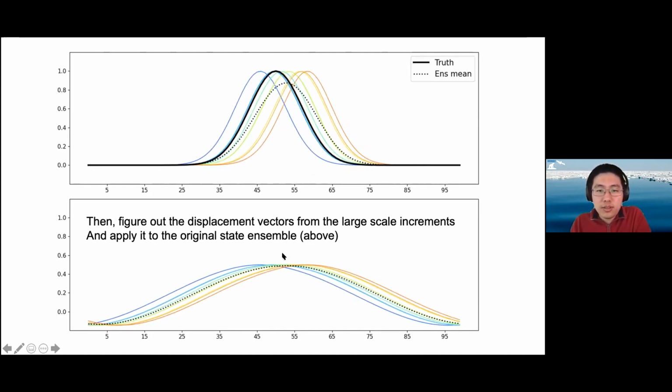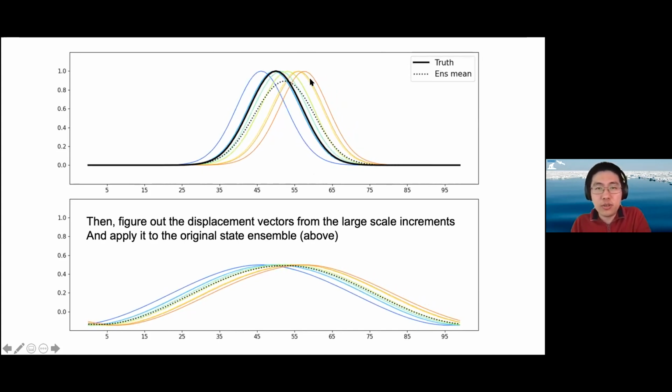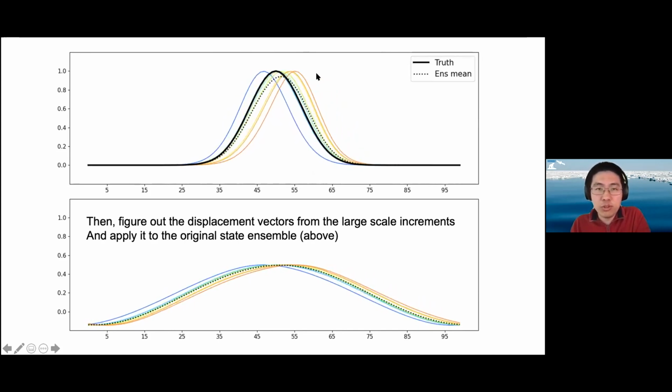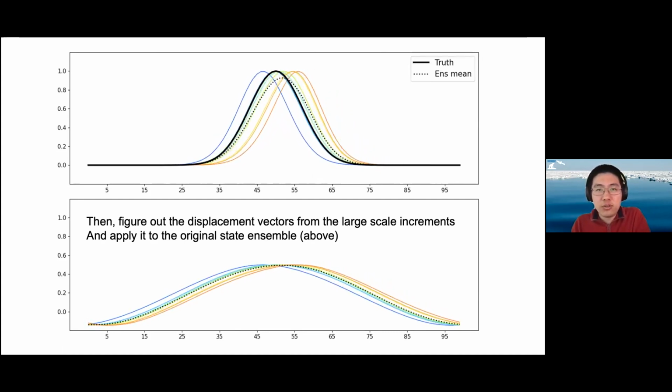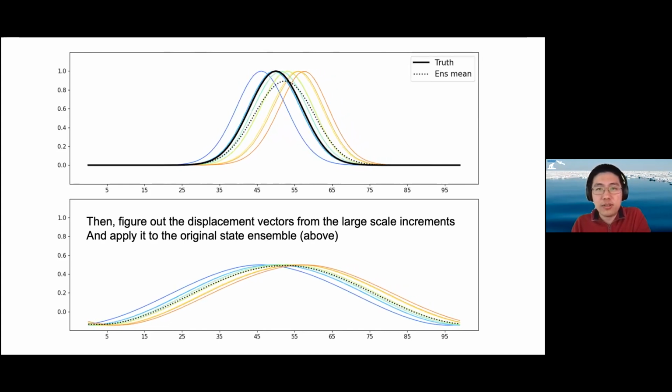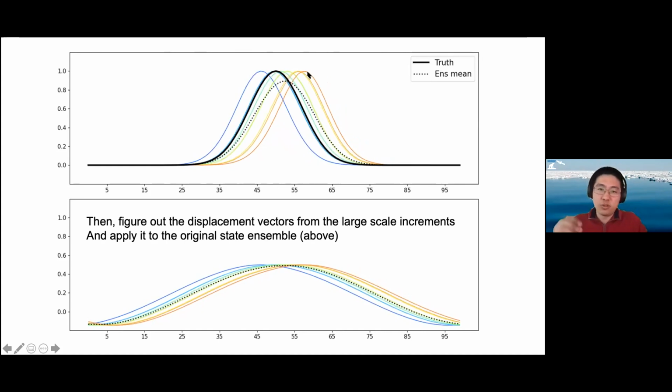So this displacement vector that I compute, I can apply it to the full resolution field. Now you see that this kind of motion has a very nice feature compared to the original EnKF update. You see that we're gathering their location instead of just changing the spatial value.